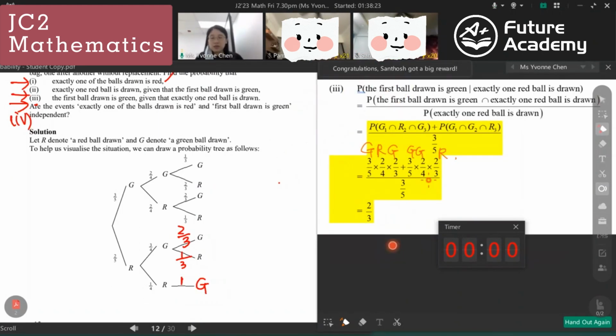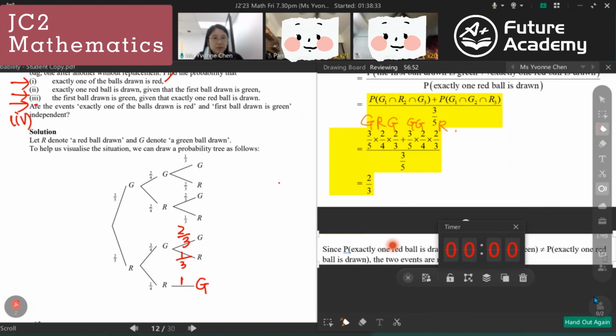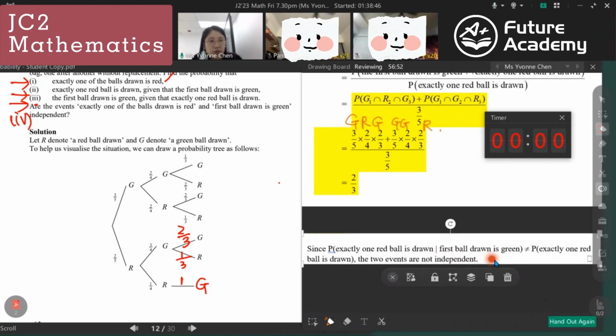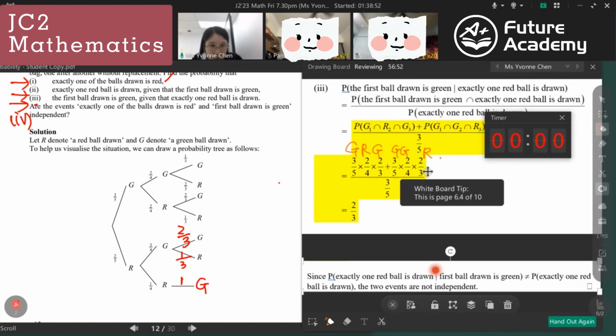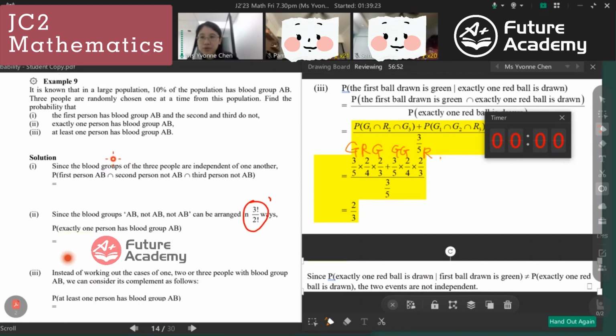So for the last part, you are supposed to find whether the two events are independent. The working is here. So since the probability of exactly one red ball is drawn, given the first ball drawn is green, is not equal to the probability of exactly one red ball is drawn, the two events are not independent. They are not independent. Okay, we have covered all the concepts already. Just to let you know that certain questions, besides using probability concepts, we also have to use P and C. That's why we learn P and C first, followed by probability. That is the reason. Okay, so let's look at example 9.